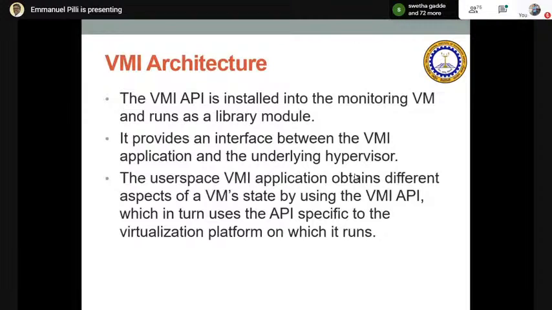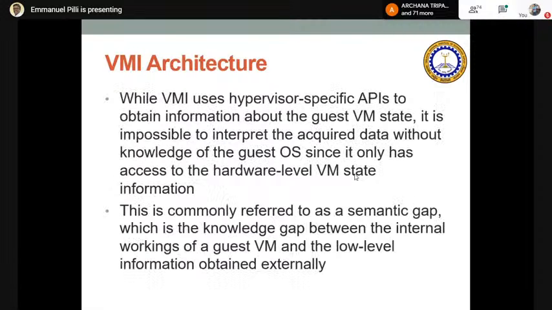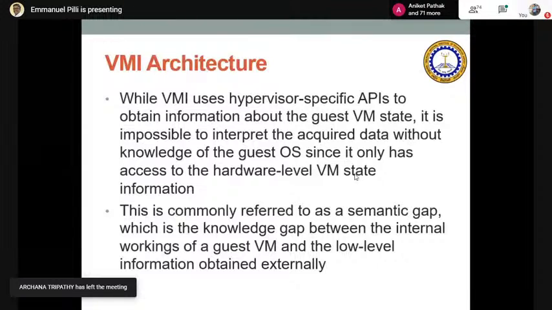So you tend to install the VMI API on the monitoring module, that is Dom0, and you run it as a library module, and there's an interface between the VMI application and the underlying hypervisor, and then you can get the work going. While VMI uses hypervisor-specific APIs to obtain information about the guest VM state, it is impossible to interpret the acquired data without knowledge of the guest OS, since only it has access to the hardware-level VM state information.